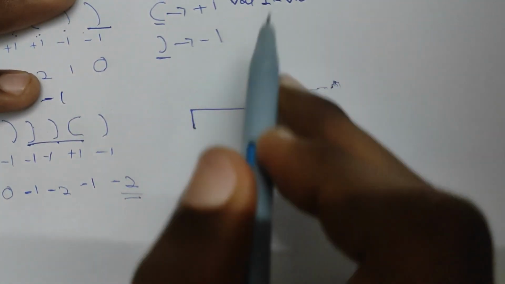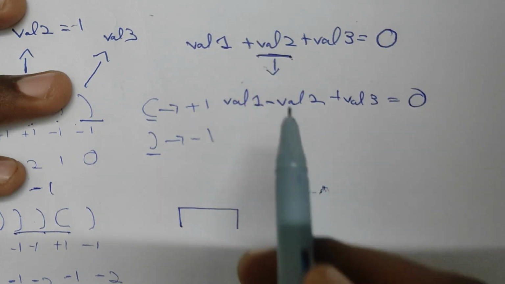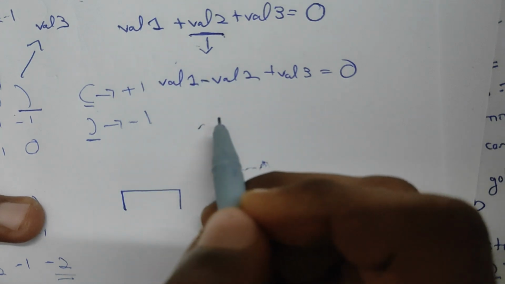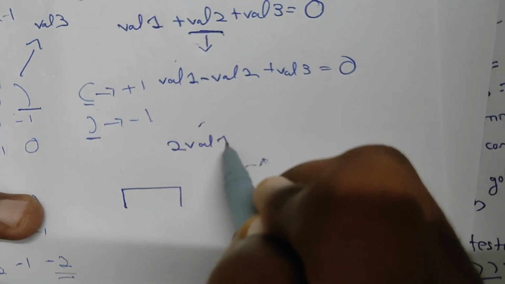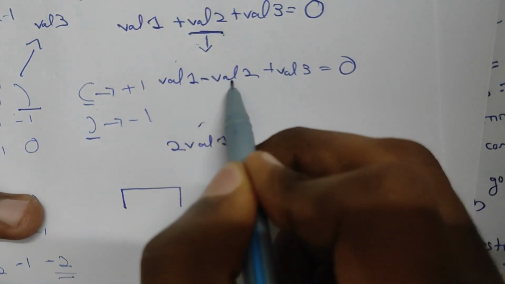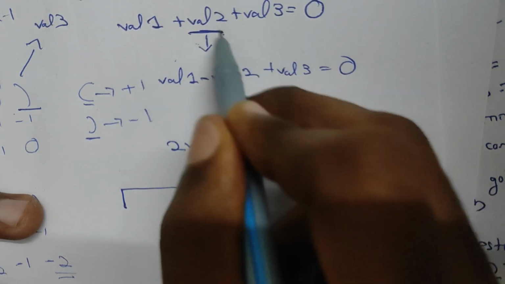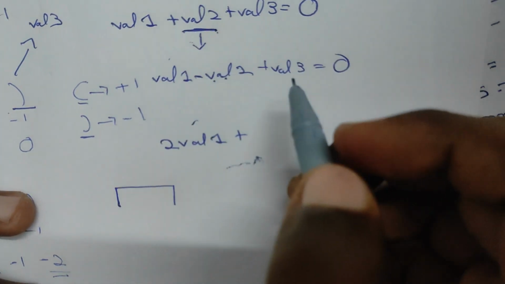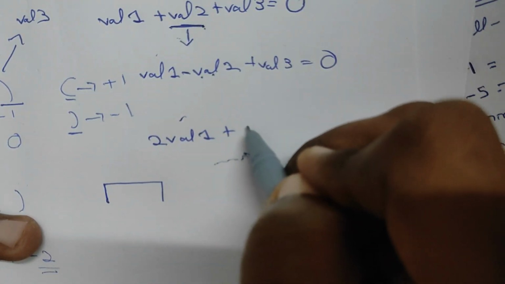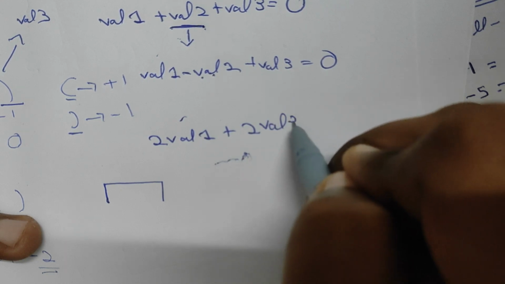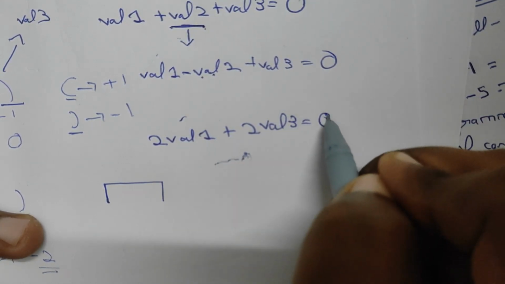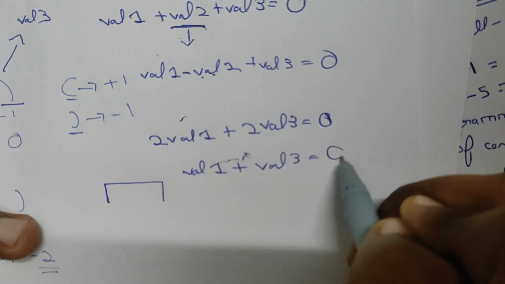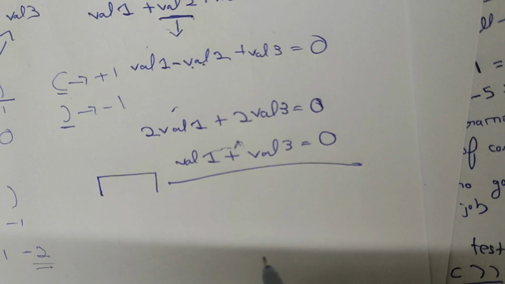Now how will we solve these two particular equations? We will solve these two equations by adding both of them. When we add both of them, we will get the equation 2 value 1 plus, this value 2 will get cancelled. Here is a minus value 2 and here is a positive value 2. Those both will get cancelled, and we will be left with 2 value 1 plus 2 value 3 is equal to 0. We will divide both sides by 2, then we will get value 1 plus value 3 is equal to 0.